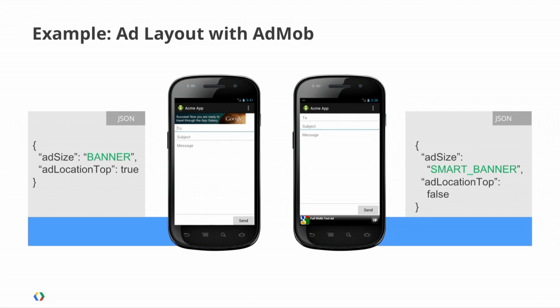One constant is banner, which is, I believe, a 320 by 50 banner. Another is smart banner, which configures it based on the size of the screen. Which one do you want to use? Well, smart, because it's smart, right? It must be better. But maybe there are circumstances where banner is better.